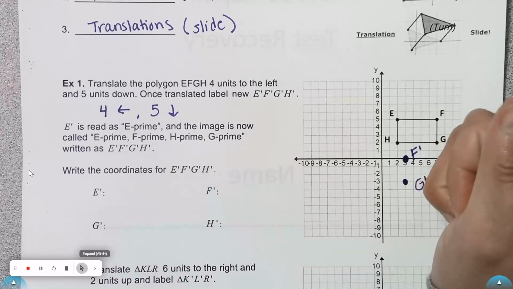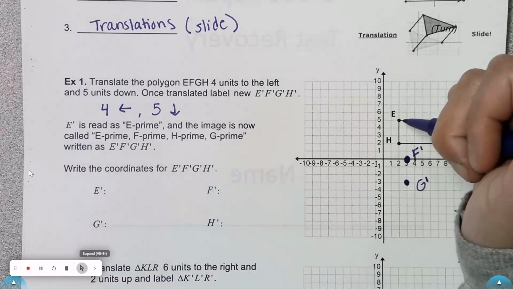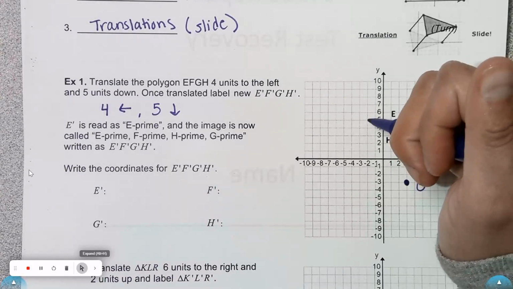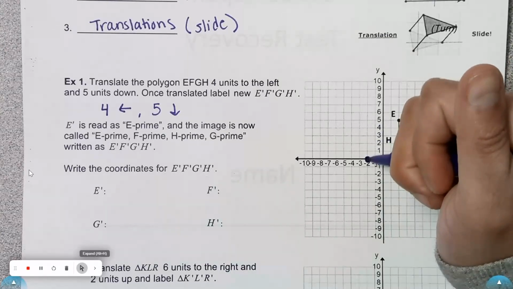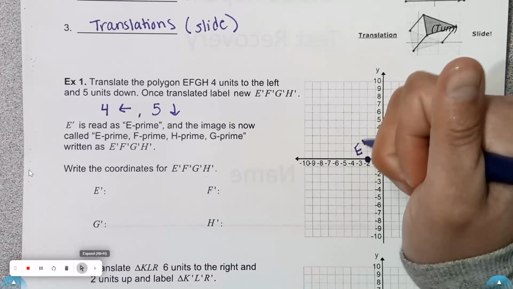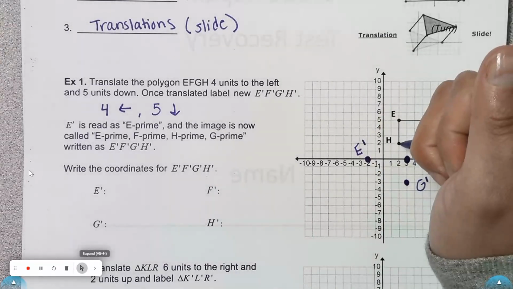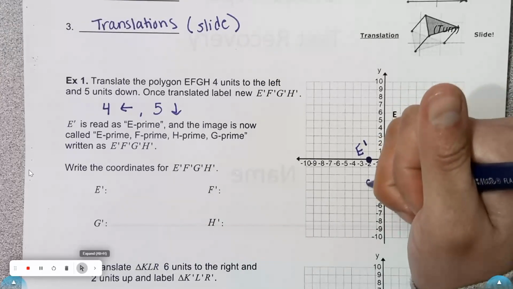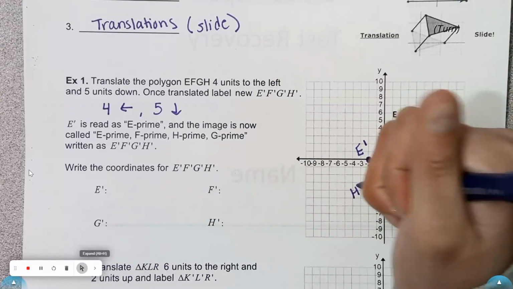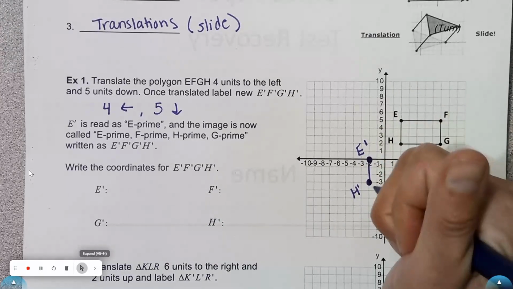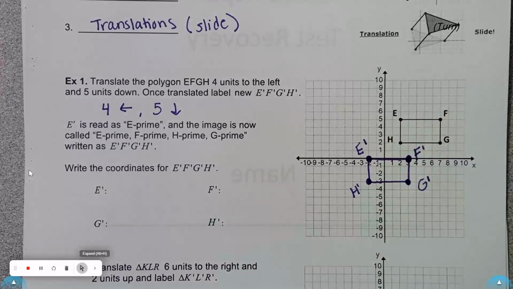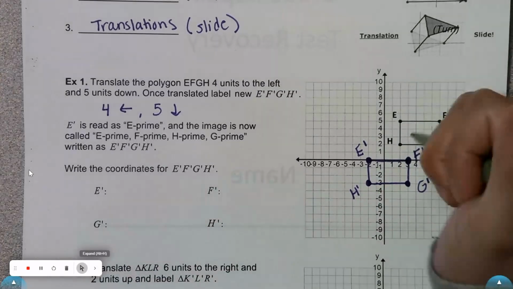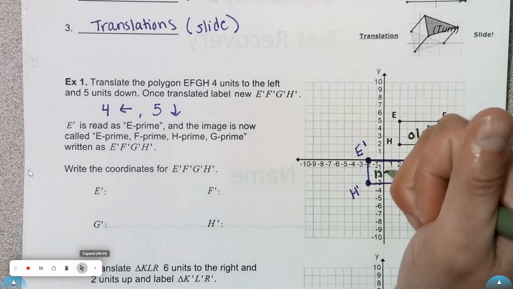This is G prime. Okay, for the E, 4 to the left, 1, 2, 3, 4, and then 5 down. 1, 2, 3, 4, 5. Put a dot here. This is E prime. Then I'll do the same thing for H. 4 to the left and 5 down. This is H prime. Then I'm going to connect my dots to make my polygon. Okay, so this is the old one, and this is the new one.